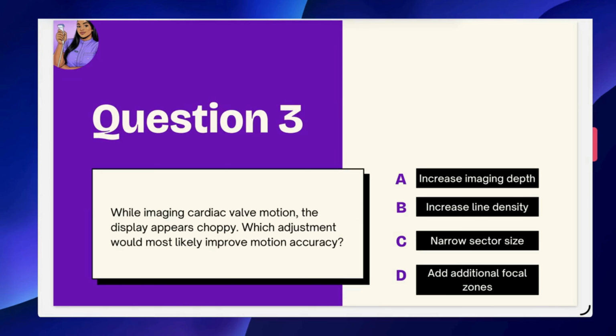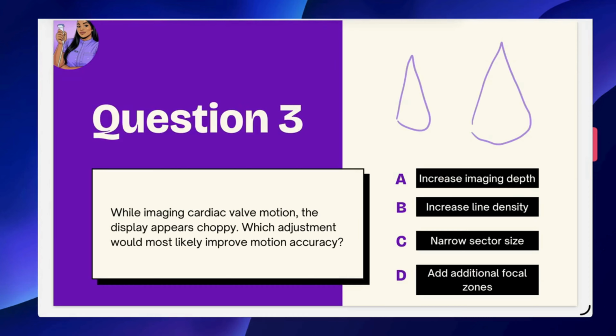Again, okay? I'm seeing some of y'all saying A or C. Remember, A is not going to be correct. Let's talk about C. C says, narrow the sector size. If we narrow the sector size, let me draw that. Let's say we have a narrow sector and we have a wide one. Which one is going to cause the system to spend more time building one frame? Good job, Michelle. Yes, the wide sector. We're going to spend more time building one frame if we widen our sector size.